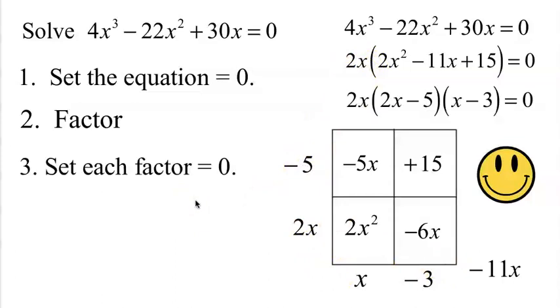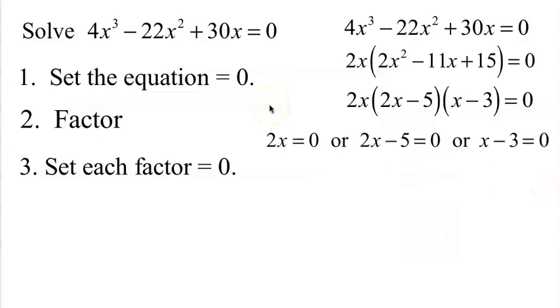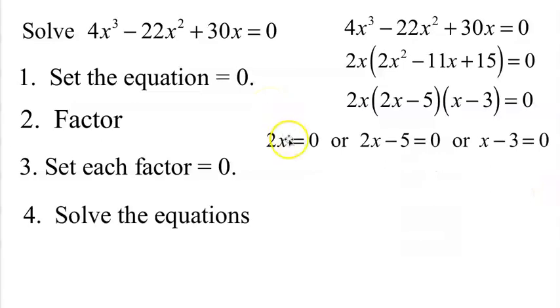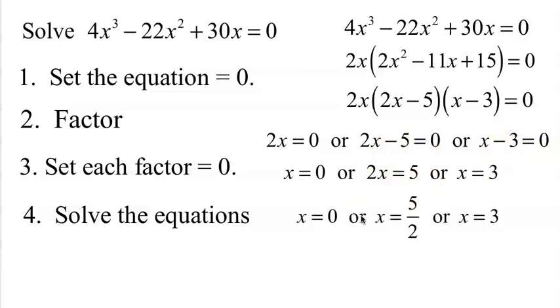Now our next move is to set each factor equal to 0. So 2x is 0, 2x minus 5 is 0, x minus 3 is 0. We want to solve each equation. If 2x is 0, x is 0. If x minus 3 is 0, adding 3 to both sides, x is 3. If 2x minus 5 is 0, 2x is 5. Then, of course, solving for x, dividing both sides by 2, we get x is 5/2. So I have three solutions.